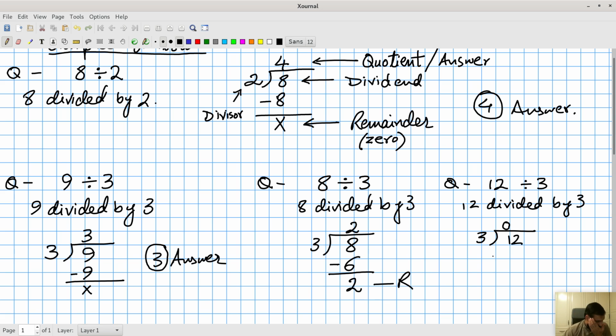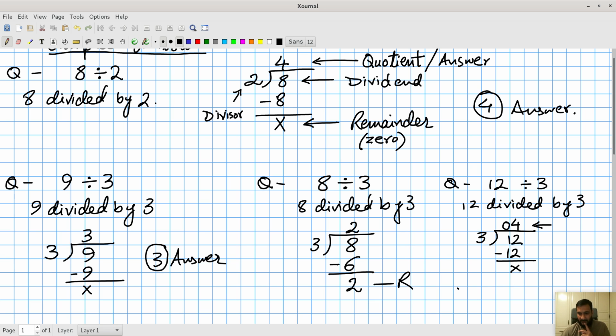Now we check what multiplier will give us 12 in 3's table. 3 1s are 3, 3 2s are 6, 3 3s are 9, and 3 4s are 12. So we write 4 here, 3 4s are 12. Then we do a subtraction, and 12 minus 12 is 0, or nothing left. Very good. So we have a successful division, and here is our answer.